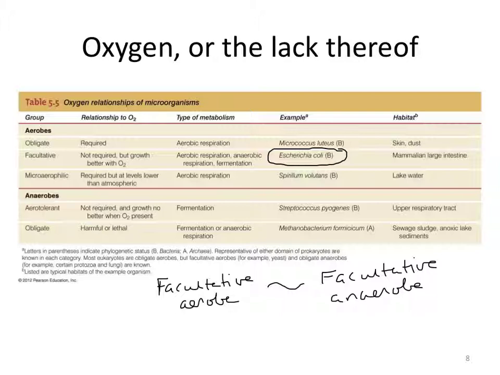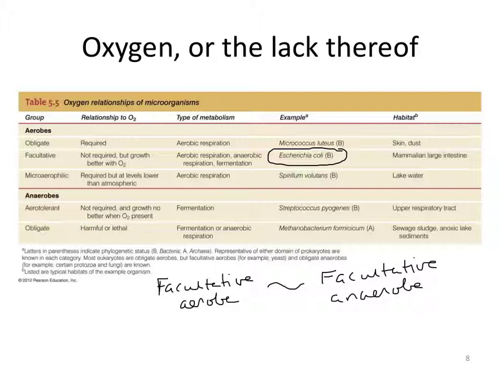Okay? Microaerophilic organisms require oxygen, but they like it at levels lower than atmospheric. So they like it at low concentrations of oxygen. They use aerobic respiration, but you could think of them using it more moderately than the true aerobic respirers, the obligates. In the anaerobic world, we have two categories. We have aerotolerant anaerobes and obligate anaerobes.